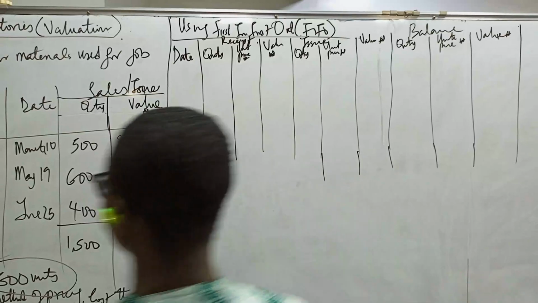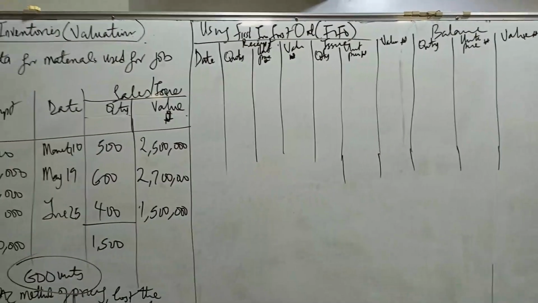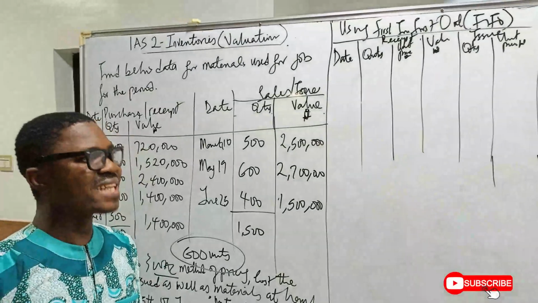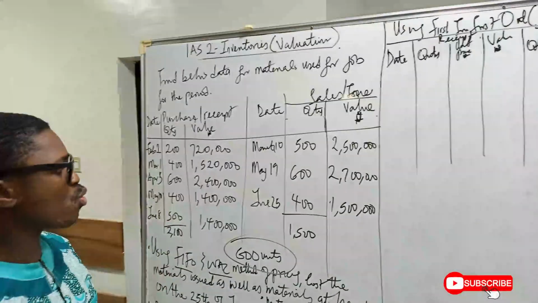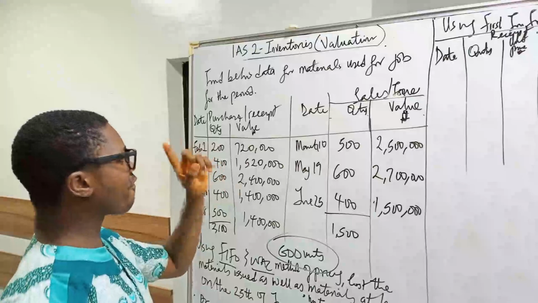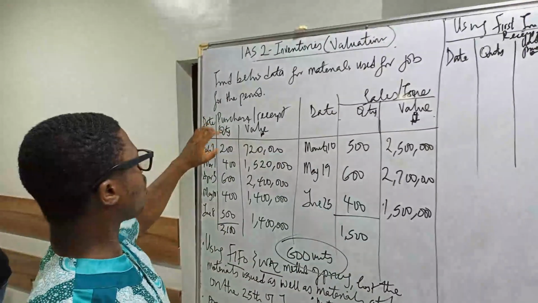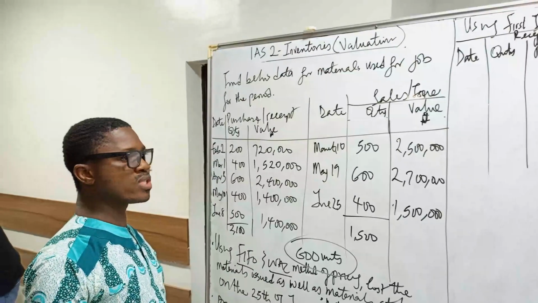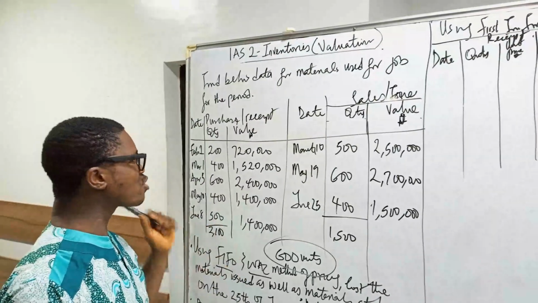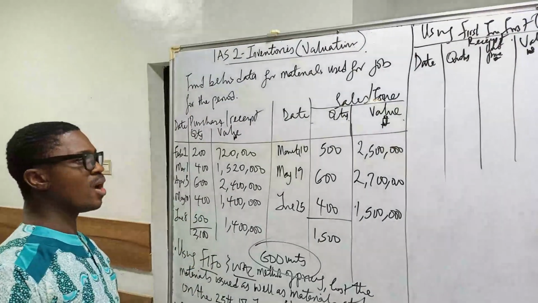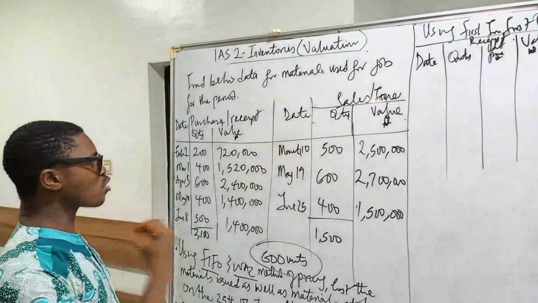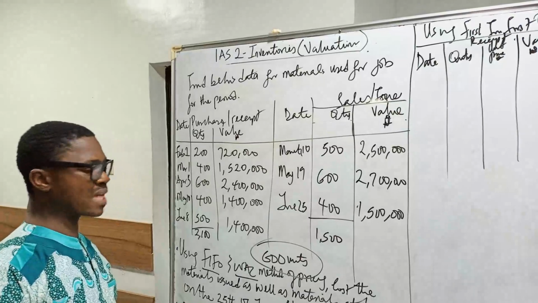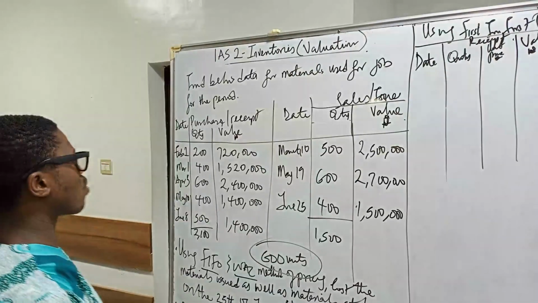Now we go into the solution proper. Recall that we are using first in first out, and first in first out is saying that we are going to issue at the price of the first quantity that came into the store before going to the latest. So not until we have exhausted the quantity of the stock we received first, we will not go to the latest stock that was received. So we go straight to the question.